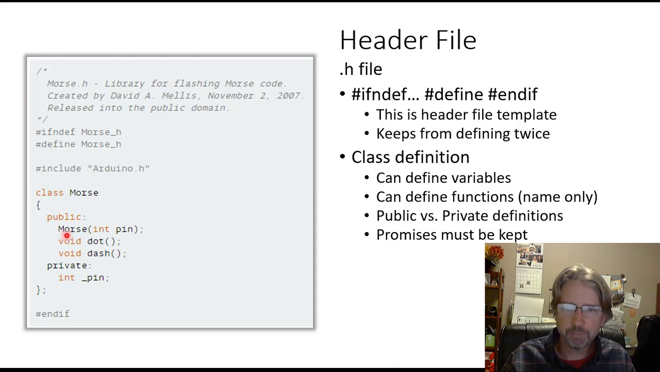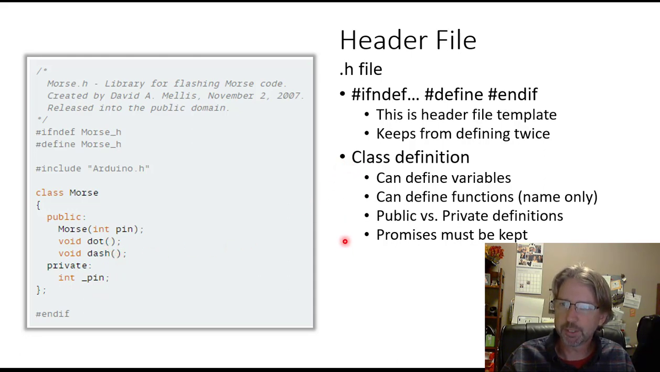There's always a function declared here with the same name as the class. That's the constructor, and it has an input that's the pin. Remember, we were initializing our instances of the class with pin 13. So we have a constructor, we have the functions that we need for the library, the Morse code functions, and then we also have an integer. This is a variable named _pin, and that is a variable where we store which pin we're blinking on and off with the dot and dash functions.